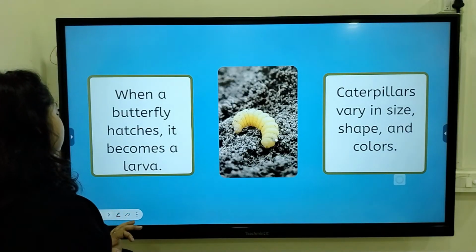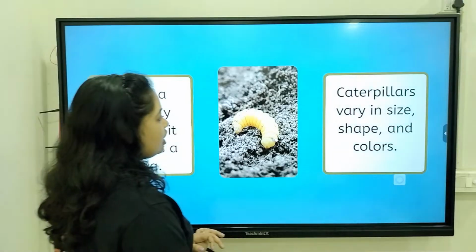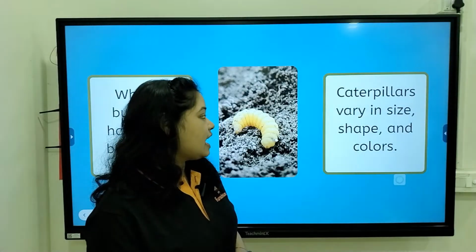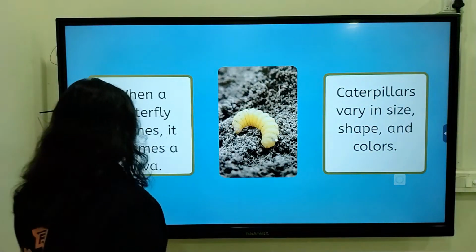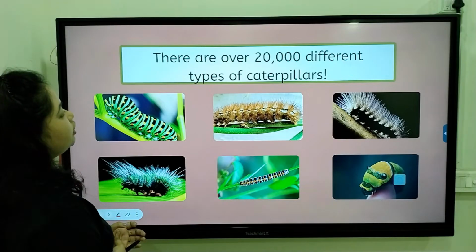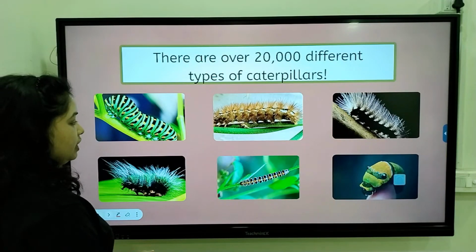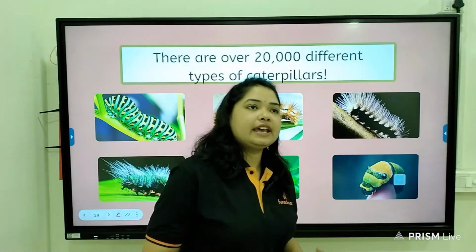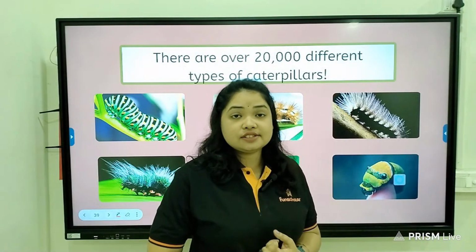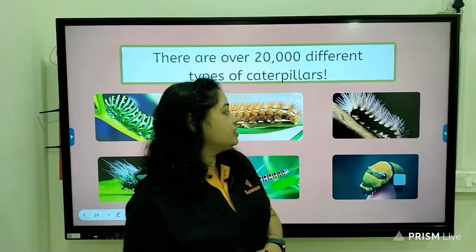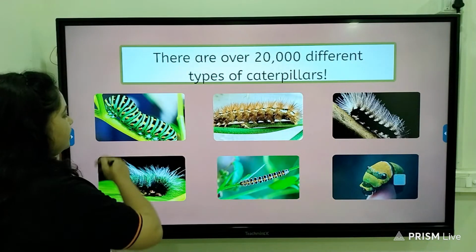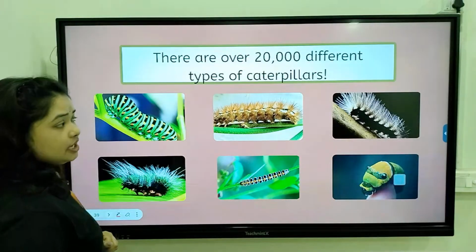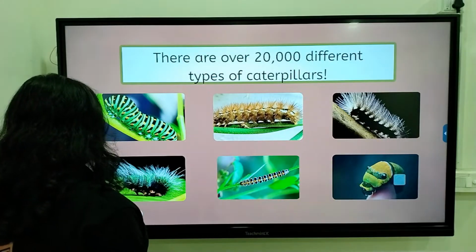Now when a butterfly hatches, it becomes a larva. Again, caterpillars in the larva stage can vary in size, shape and colors. There are over 20,000 different types of caterpillars. So just imagine the number of species, or you can say the biodiversity of butterflies on this earth. According to the species, you can see here the types of larva stages, or the types of caterpillars we can have for the butterflies.